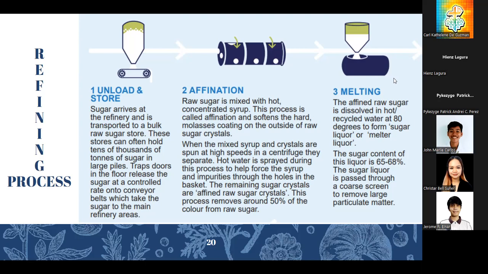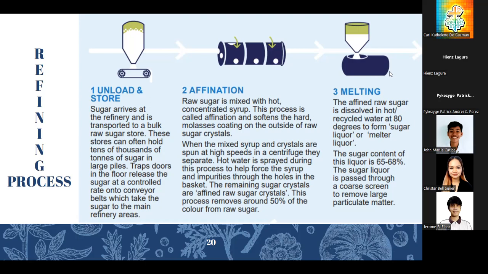Second is affination. Raw sugar is mixed with hot concentrated syrup. This process is called affination and softens the hard molasses coating on the outside of raw sugar crystals. When the mixed syrup and crystals are spun at high speeds in a centrifuge, they separate. Hot water is sprayed during this process to help force the syrup and impurities through the holes in the basket. The remaining sugar crystals are affined raw sugar crystals. This process removes around 50% of the color from raw sugar.